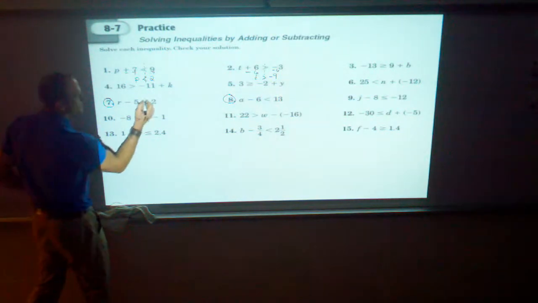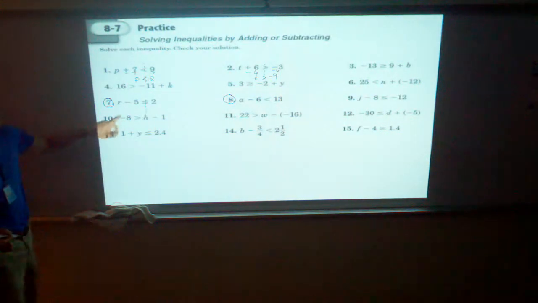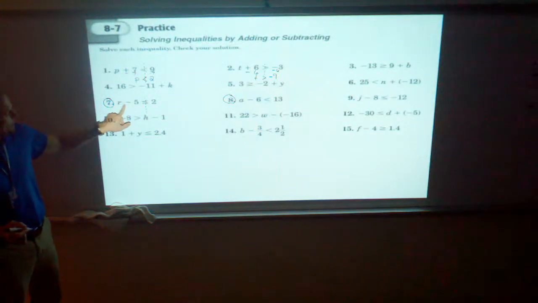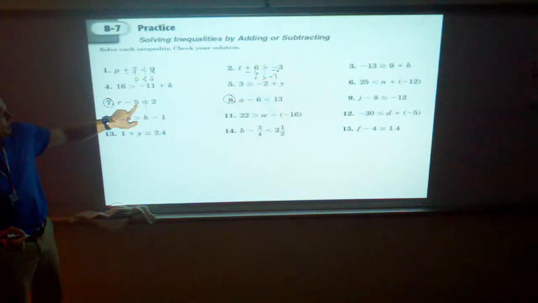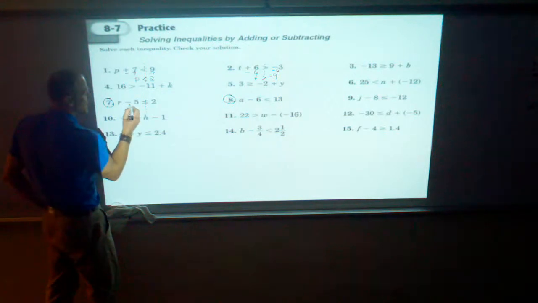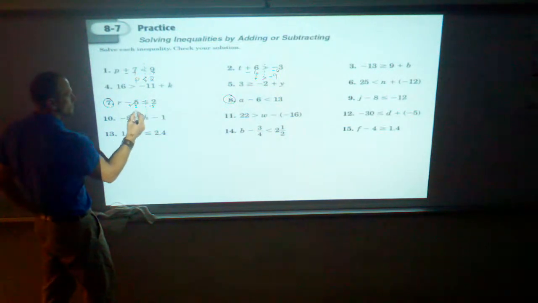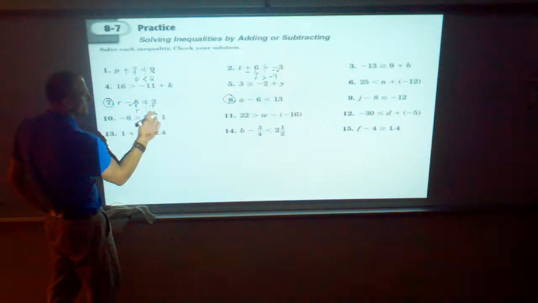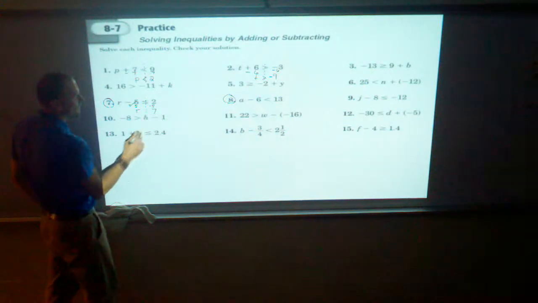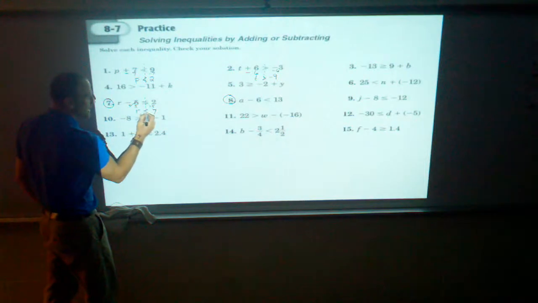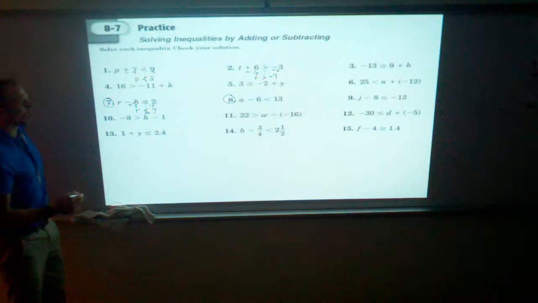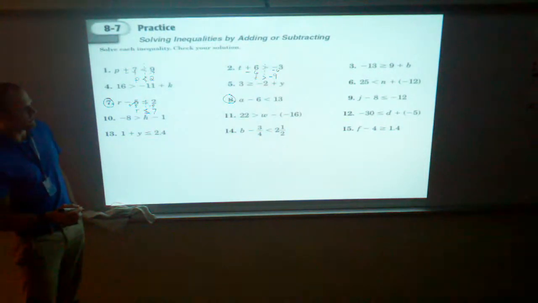Okay, number 7, you draw your line down through. Start on the side with the variable. The opposite of negative 5 is positive 5. So I'm going to add 5 to both sides. That cancels. Over here I have r, 2 plus 5 is 7, and I'm going to keep my sign the exact same. R is less than or equal to 7.